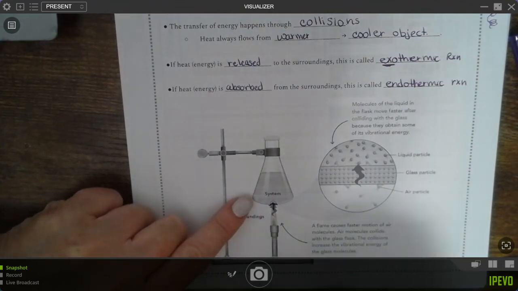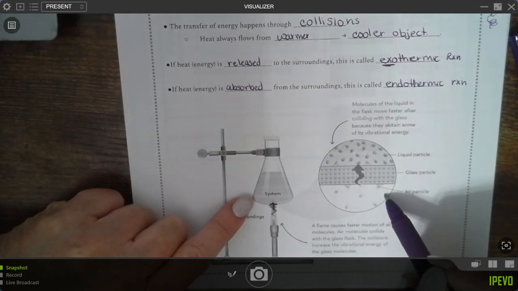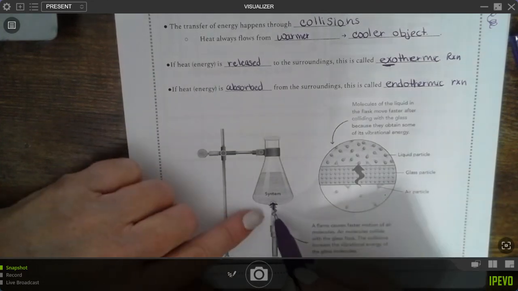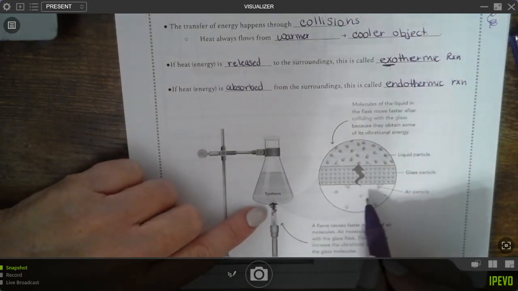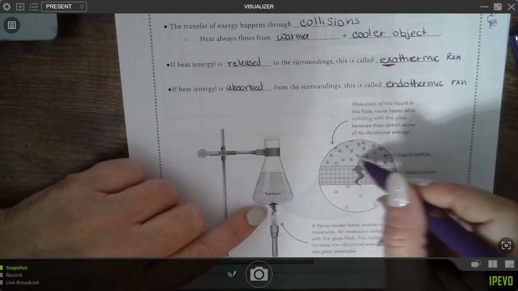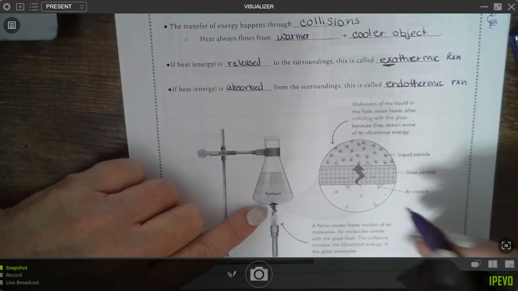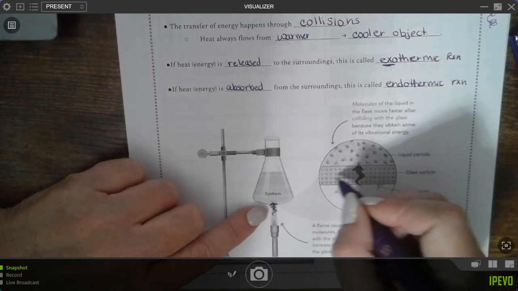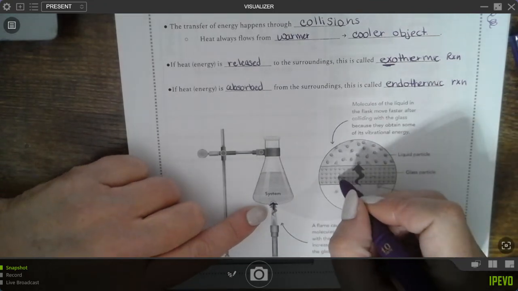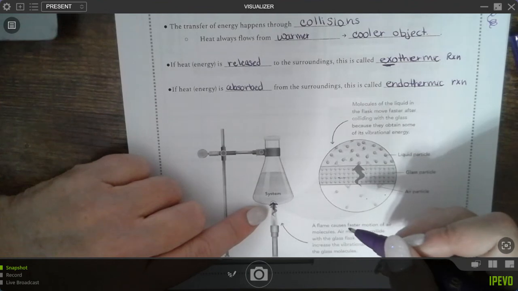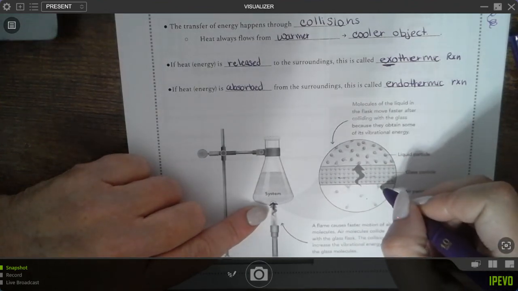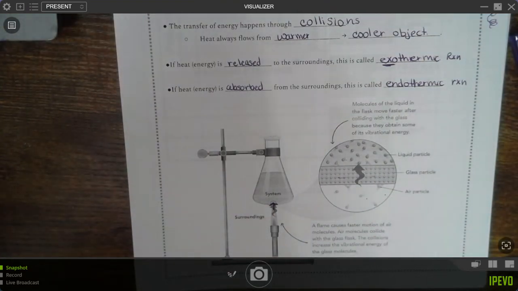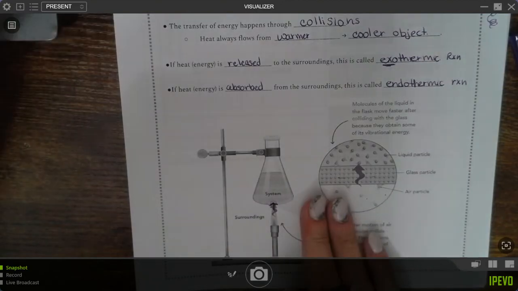Now if we break that down a little bit more, this is just a really narrowed-in view. We have air particles between the bottom of the beaker and the heat, and then we have the glass, and then we have our reaction chemicals. What happens as we heat the air is the particles move faster, which causes more collisions with the glass. Those collisions are where heat is transferred. So heat is transferred from the particles to the glass and then to the liquid chemicals inside the flask.